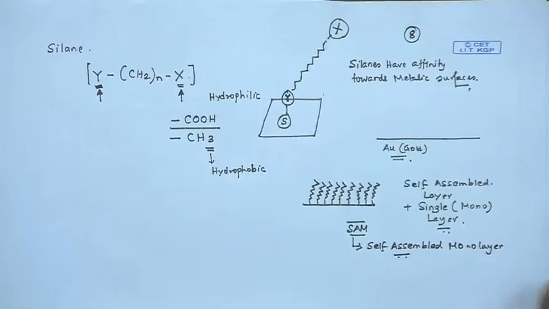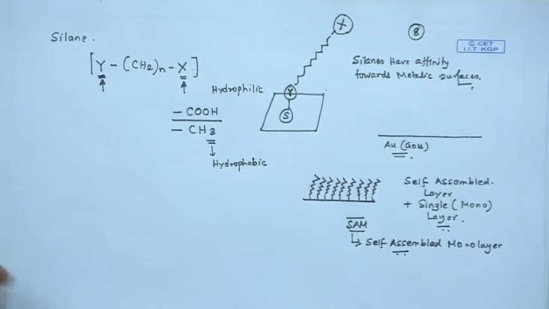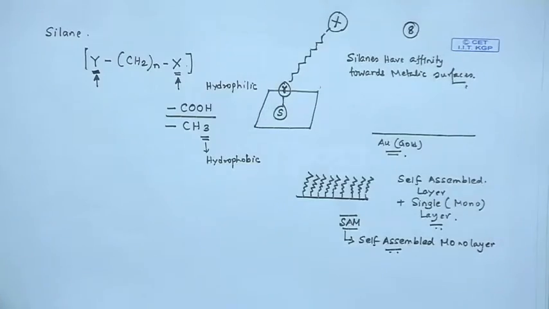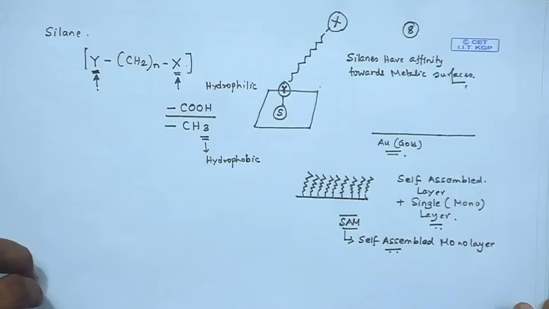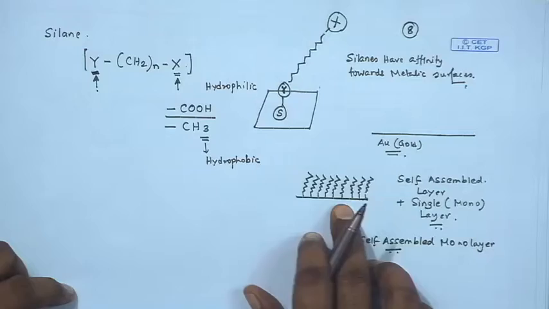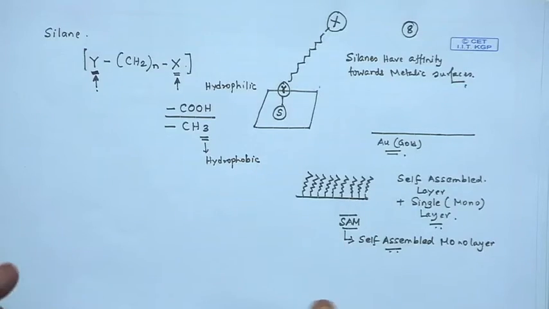Only thing that you need to ensure is that you provide the appropriate surface vis-a-vis the appropriate silane. Why you need the appropriate surface? Because you must take a surface to which the group Y has a preferential affinity. If that is not there, it will not take this structure. The molecules will be simply scattered over the surface and the functionality will be lost.